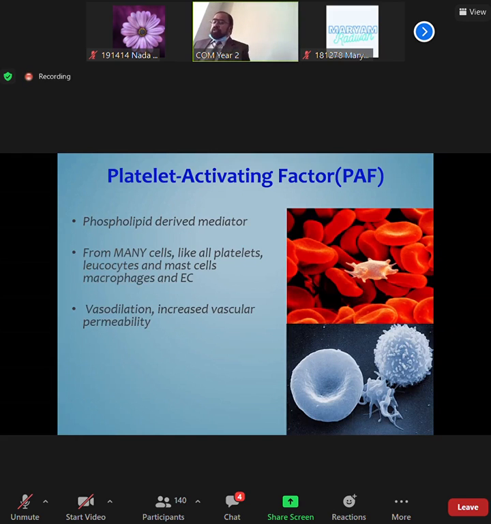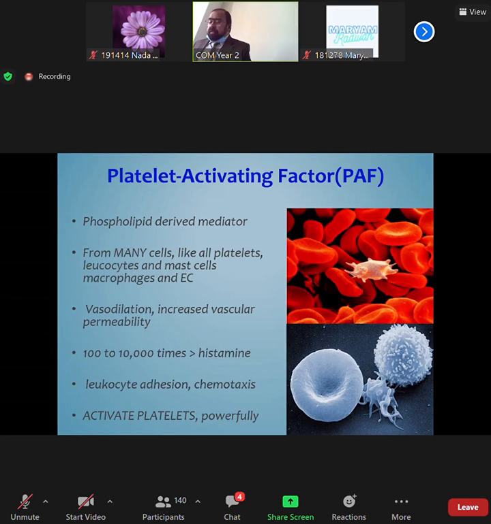So they cause vasodilation and increased vascular permeability. They are 100 to 10,000 times more potent than histamine. Just imagine, when they are activated, they cause vasodilation which is more potent than histamine. So they cause leukocyte adhesion plus chemotaxis. They activate platelets powerfully. So at the time when you need a clot, you need to have this one.